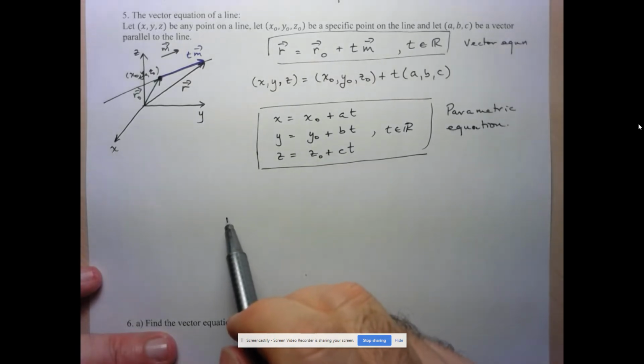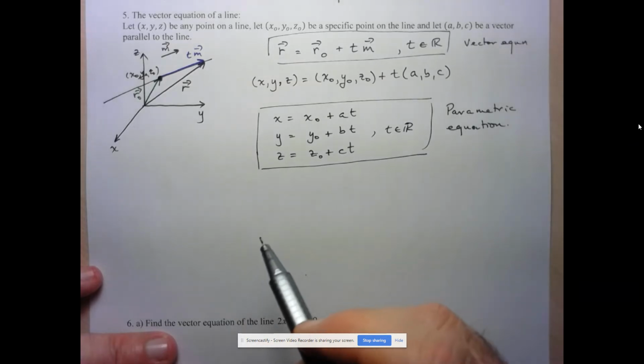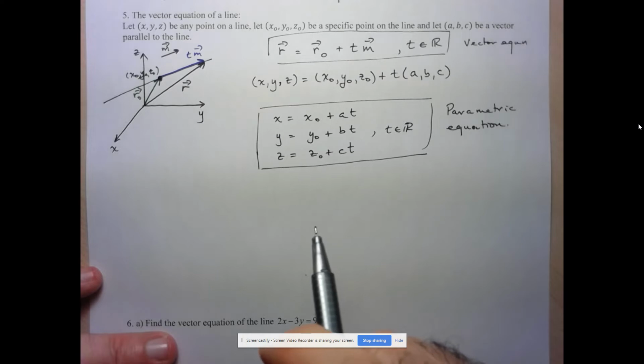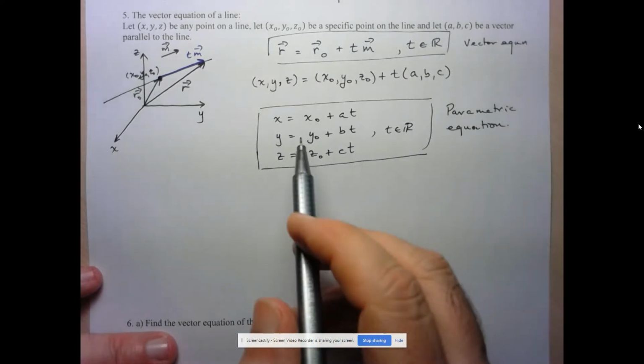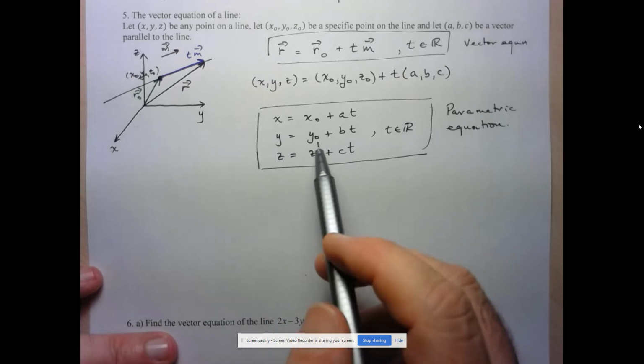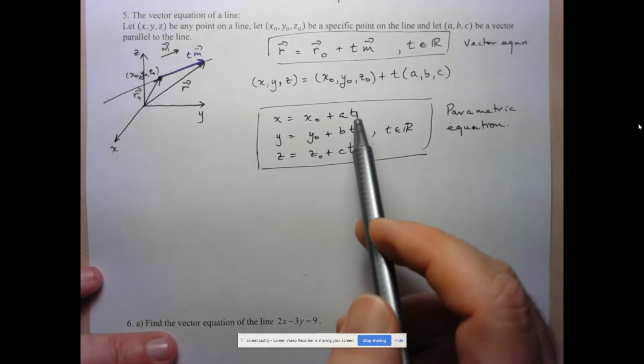There is a third way of representing the equation of a line, not used quite as often, but I'll show it to you just so that you're aware of it. It does show up in the textbook. And here we notice that in the parametric equation of the line, they all contain the exact same parameter of t.